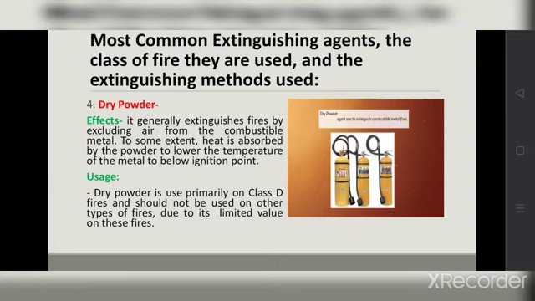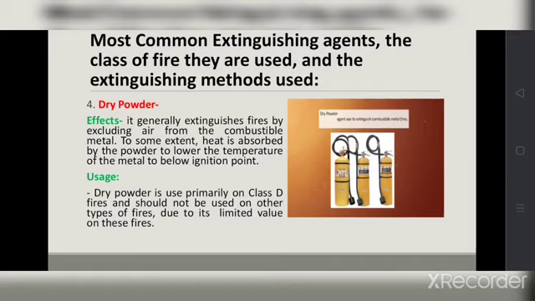So class D fires are those involving metals, like metal alloys, metal compounds, magnesium, titanium, sodium, potassium. So if combustible metals are involved in fire, use a dry powder extinguishing agent.